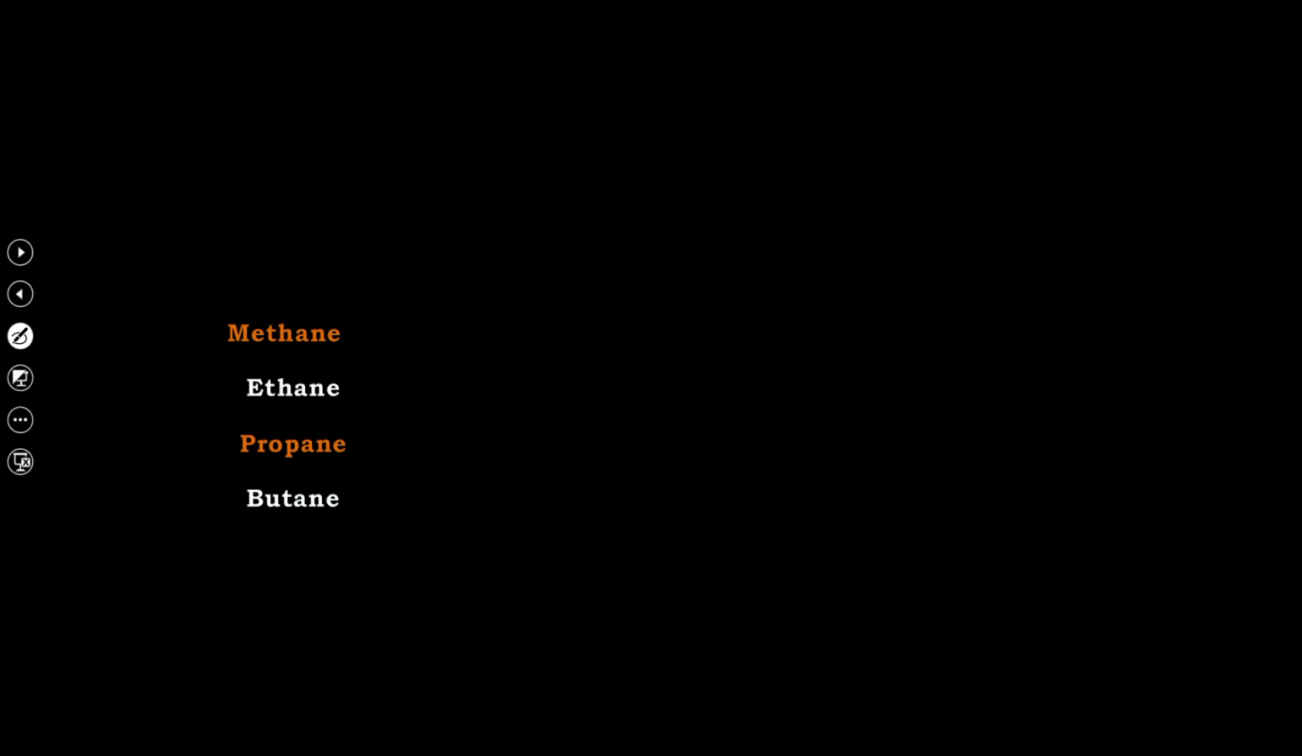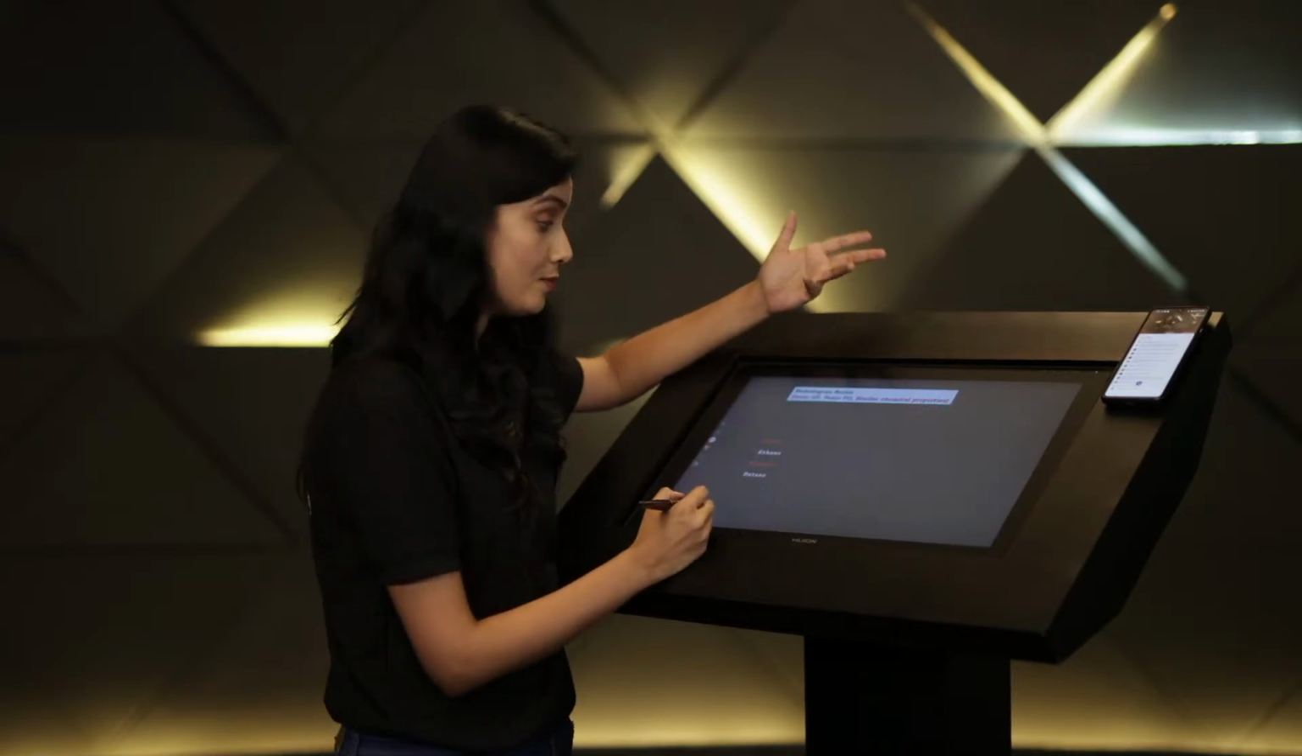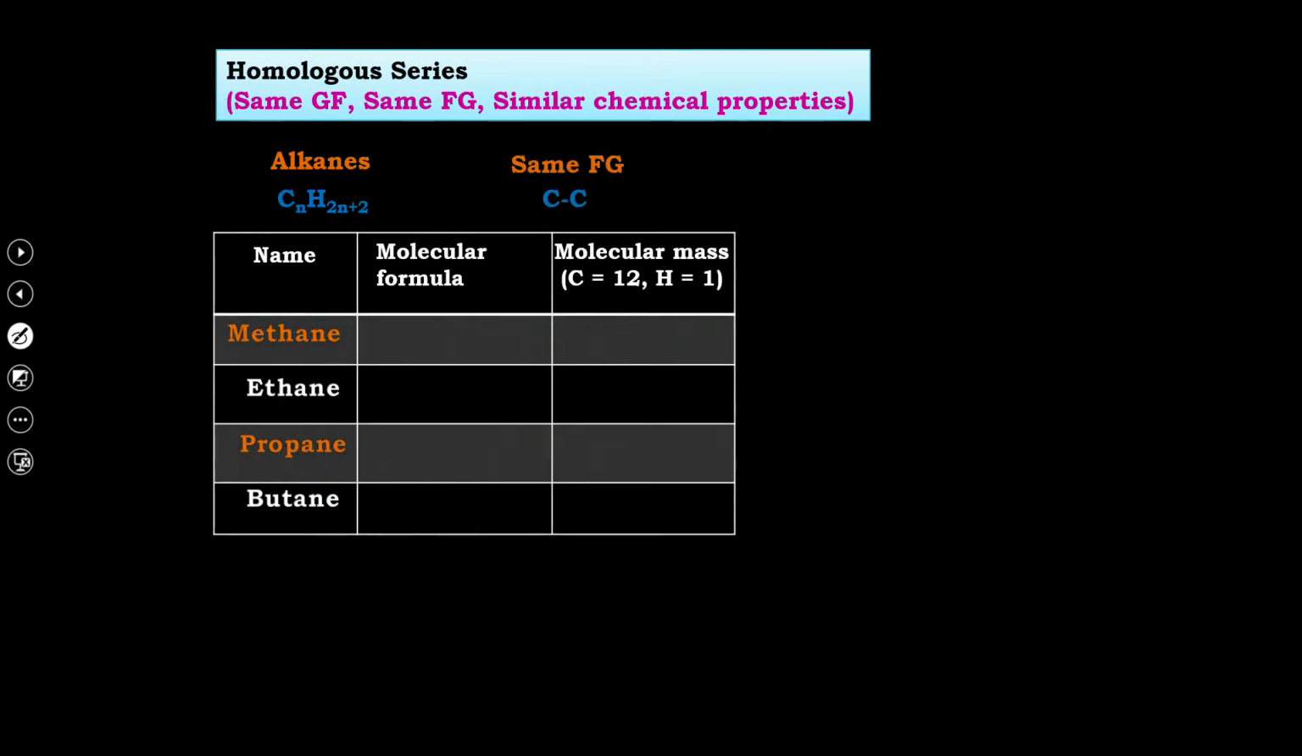Now, moving towards another topic, that is homologous series. Okay. So, this is something important which can come in your exams. So, now homologous series are basically the series which have same general formula, same functional group and similar chemical properties. Okay. Just now we studied about alkanes, alkenes and alkynes.